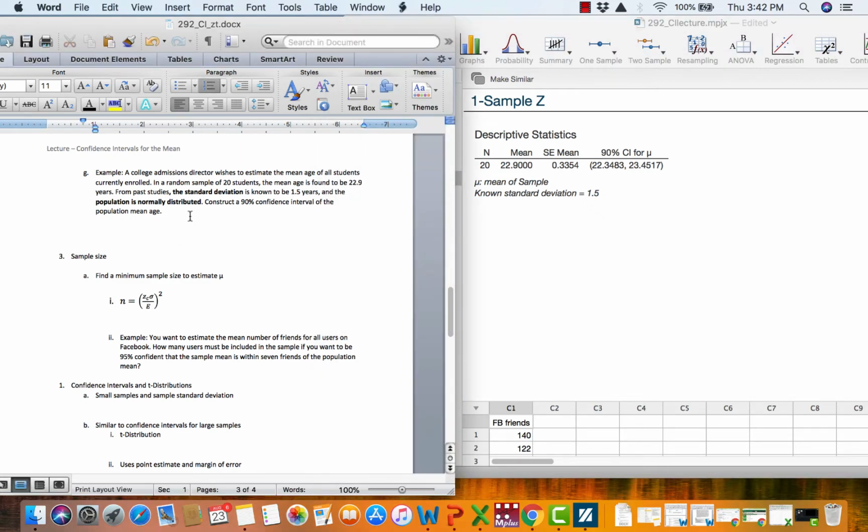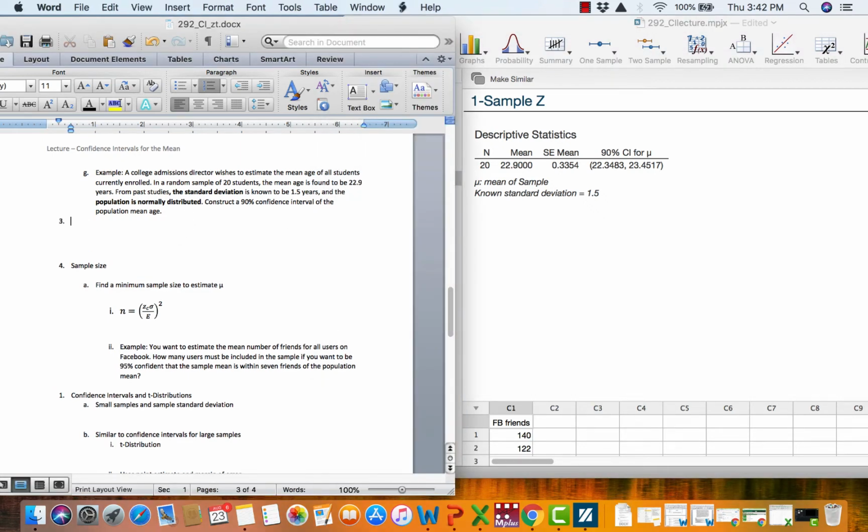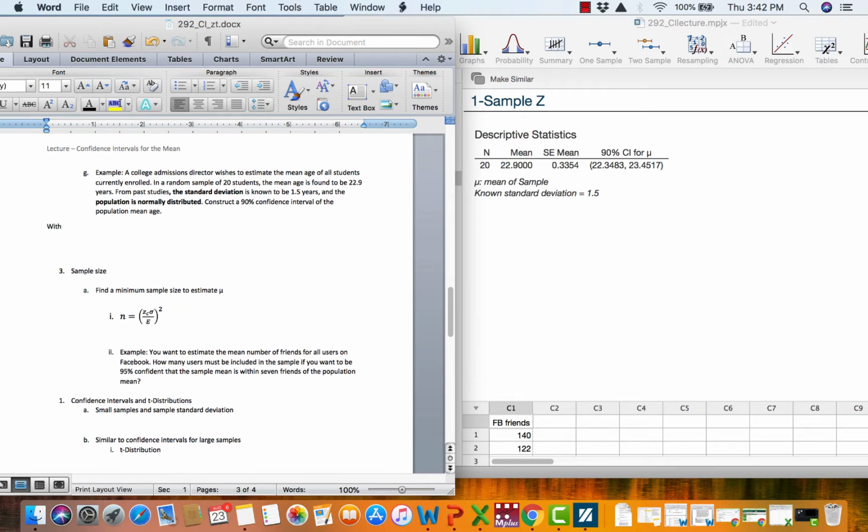Now, for your final answer, we're going to say with 90% confidence, the population mean age of all students is between 22.348 and 23.452 years.